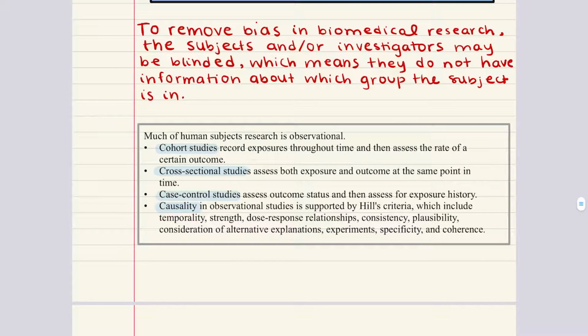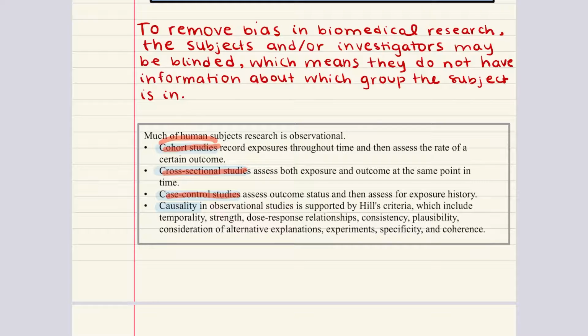This is used when experiments are not feasible or ethical. Observational studies do not involve direct manipulation of variables, but instead they examine relationships between exposures and outcomes. There are 3 main types of observational studies in medicine. We have cohort studies, cross-sectional studies, and case control studies.